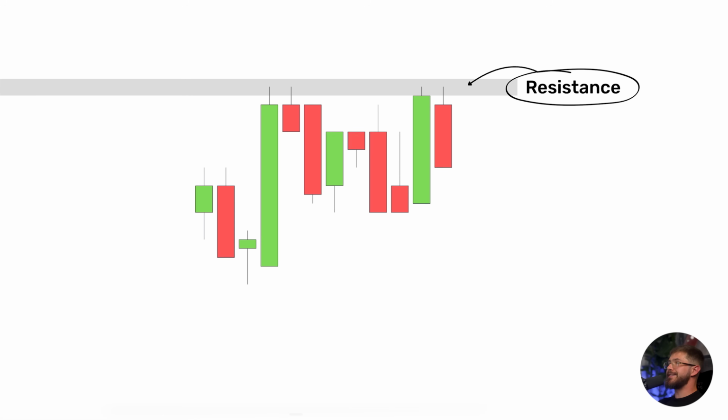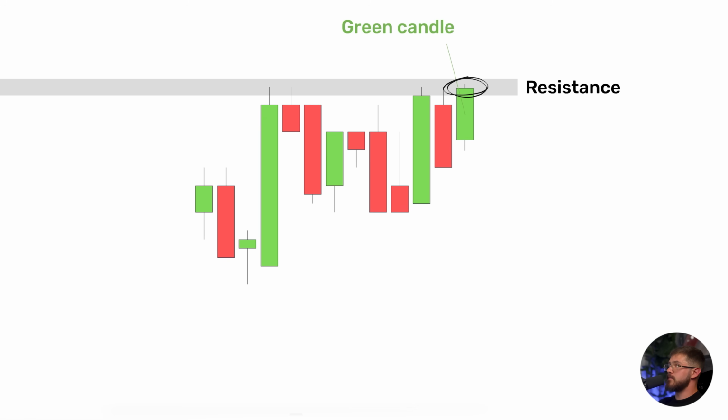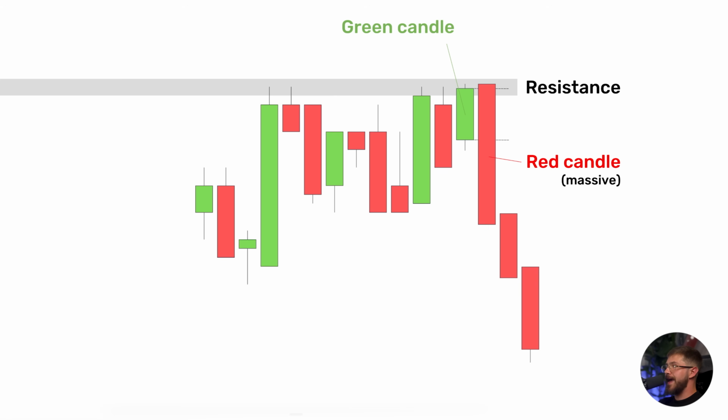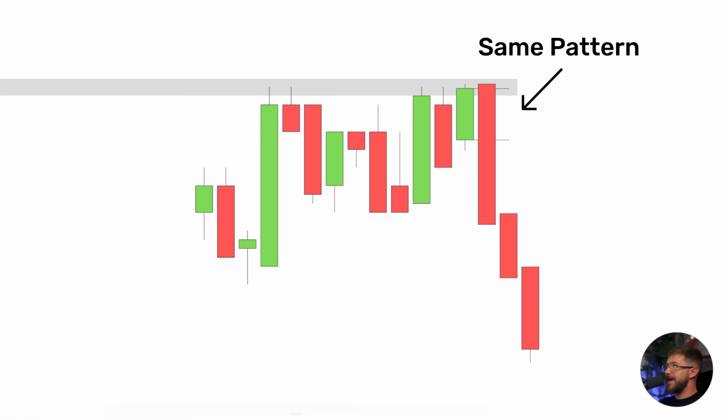Now picture the exact same engulfing pattern, but this time it happens at a major resistance level that's been rejected multiple times before. A small green candle pushes into that resistance, showing buyers trying to break through. Then a massive red candle forms that completely engulfs the green candle and drives price back down. Same pattern, but completely different story. This time it's telling you the resistance held, the buyers got crushed, and the sellers are taking control.